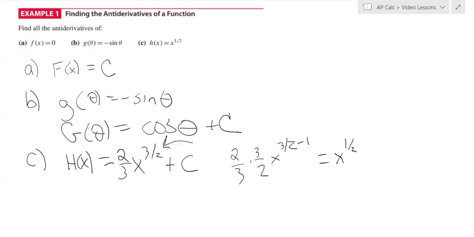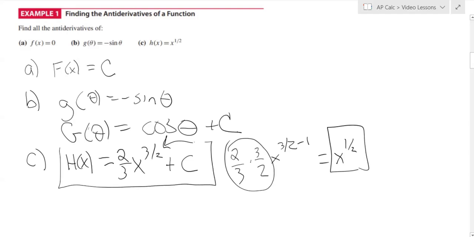So the factor 2 thirds is needed so that when we differentiate to check, the 3 halves comes down, it cancels with the 2 thirds, like it did right here, resulting in x to the 1 half. So the antiderivative is 2 thirds x to the 3 halves plus c.